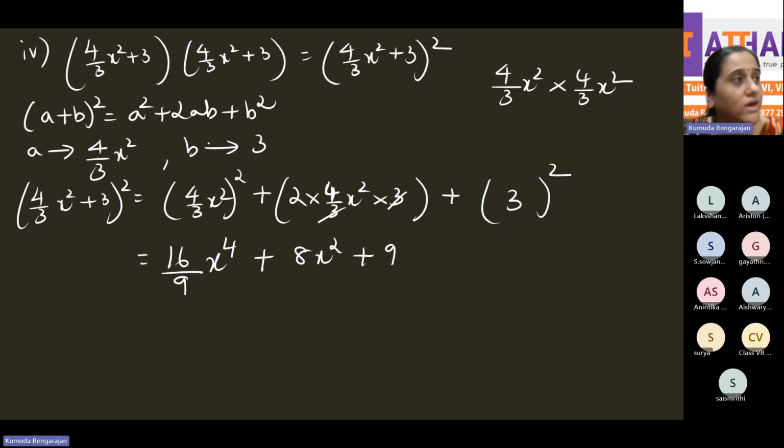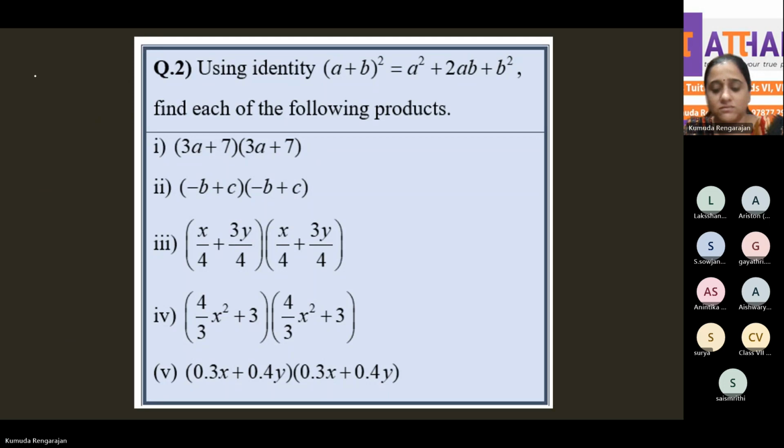First time. So we should square every term inside the bracket. Everything inside the bracket should be squared. I got the right answer, but I said it wrong. So every term inside the bracket should be squared. So (4/3 x²) the whole square is 4/3 x² into 4/3 x². So 4/3 into 4/3 is 16/9. x square into x square is x to the power 4. Yeah, thank you, Anantika.